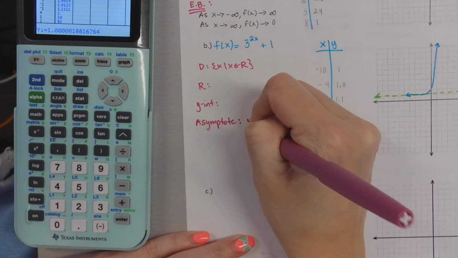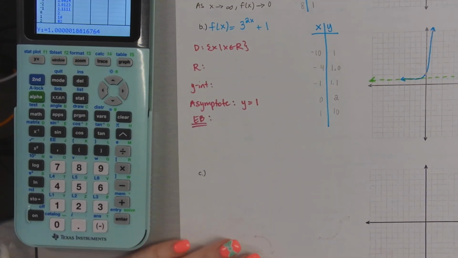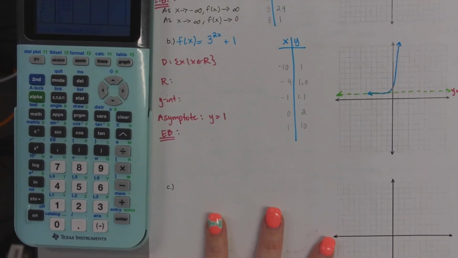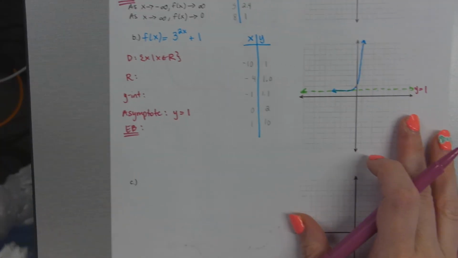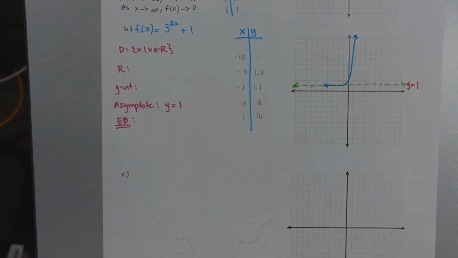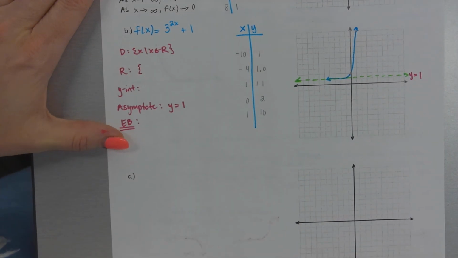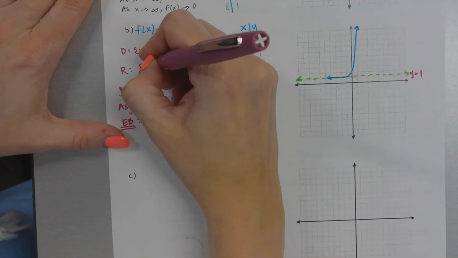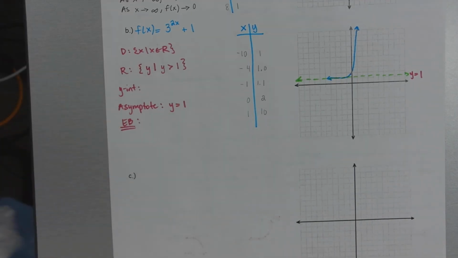Okay, the asymptote is now at y equals 1. And let's see if you can do your end behavior as well. Alright, so Lou, what'd you put for your range? Y such that y is greater than 1. Yes, great. And then Izzy, what'd you put for your y-intercept? Yep.